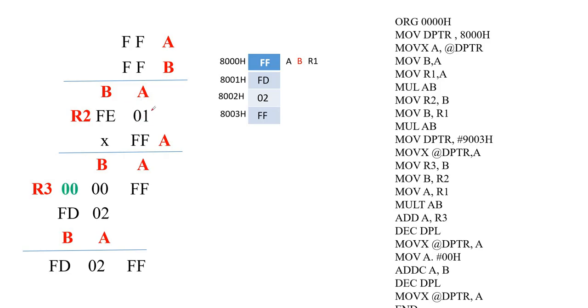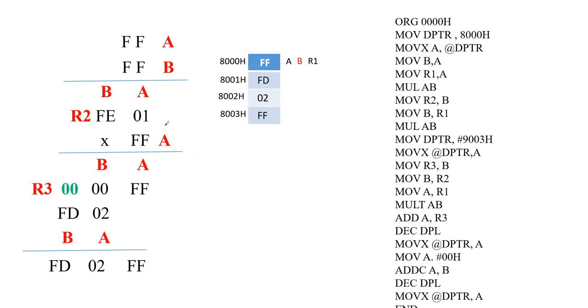So here 01 is in the A register, and FE will be stored in register B. That is, 01 will be in the accumulator and FE will be in the register B. This is the higher byte and this is the lower byte. Now we need to perform the next multiplication, that is multiplication of 01 and FF. To perform the multiplication, one of the operands should be in A.